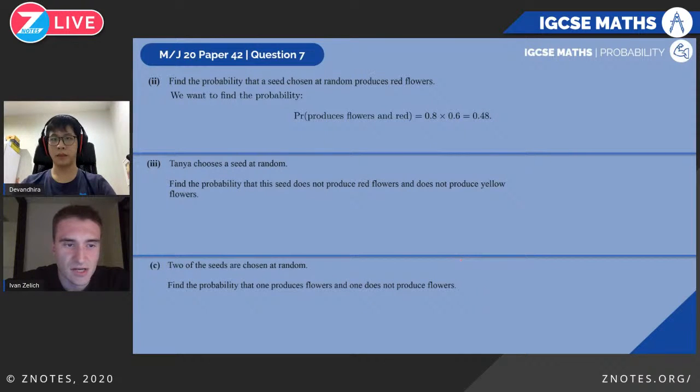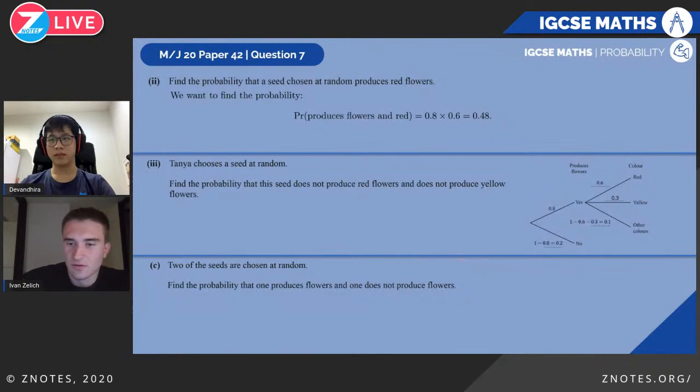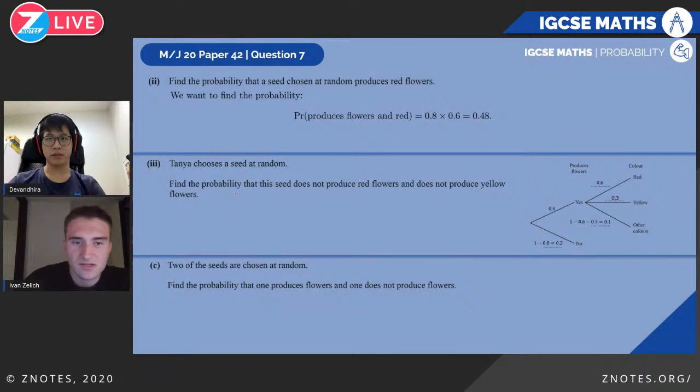Now, Tanya chooses a seed at random. Find the probability that the seed does not produce red flowers and does not produce yellow flowers. So basically, if we look back at our diagram, the seed does not produce red flowers, and it does not produce yellow flowers.